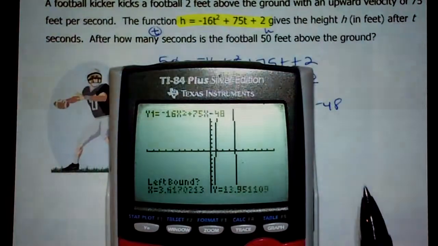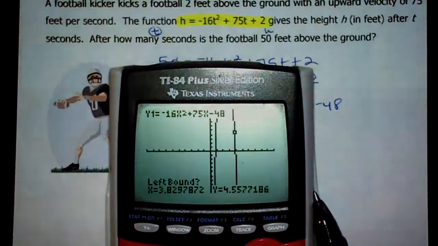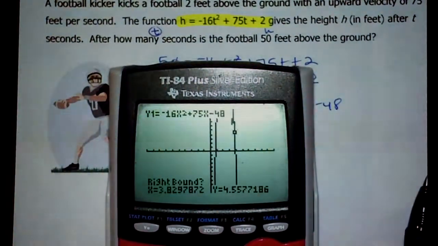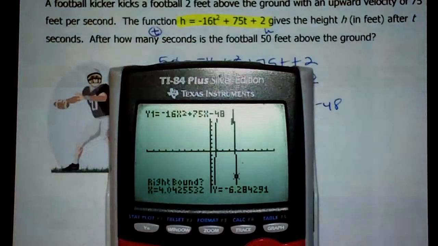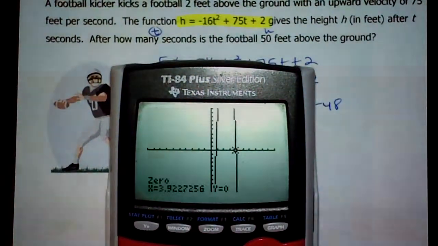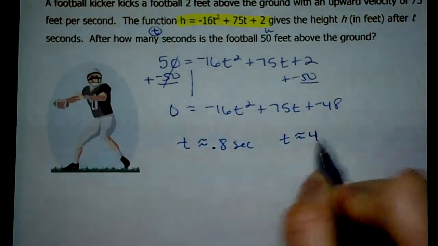It's taking a while because the maximum height must be pretty high. Oh, too far. Bring your spider back. Okay, now it's to the left of the point. So hit enter. Now get it to the right of it. Hit enter. To get it to guess, hit enter again. And it says x is 3.92, so I would say that's about 4 seconds. So t is about 4 seconds.